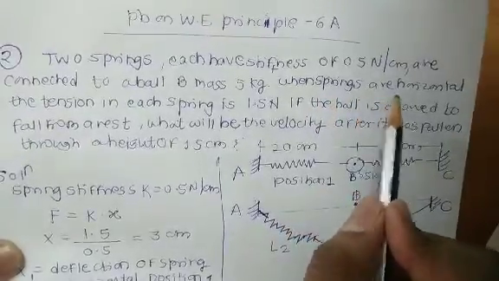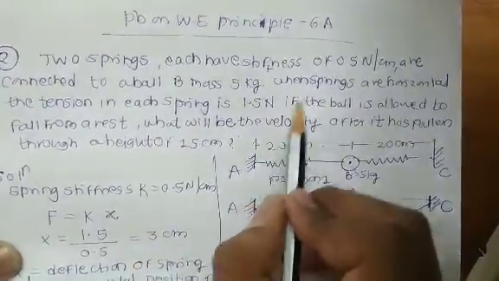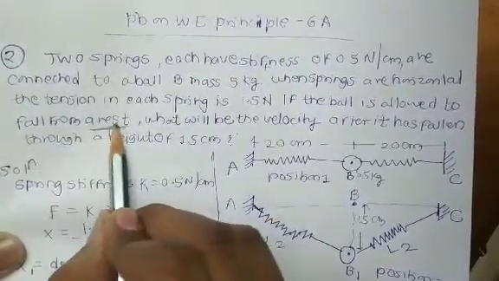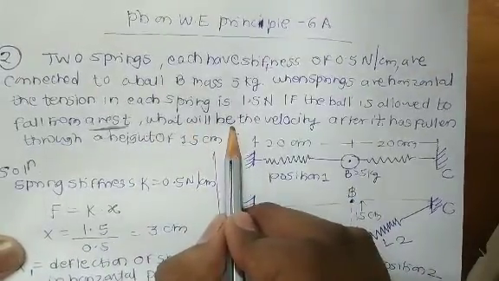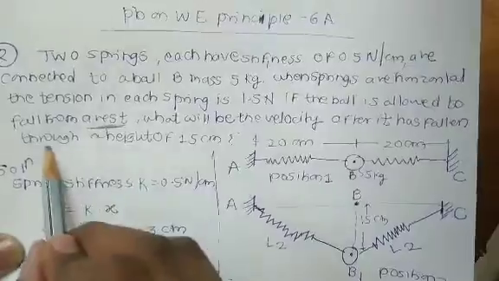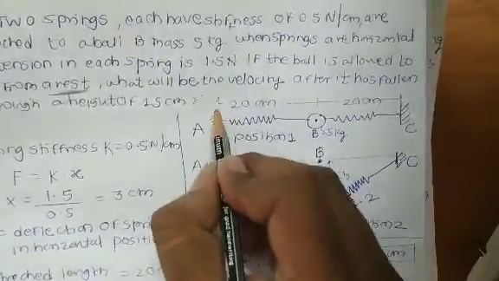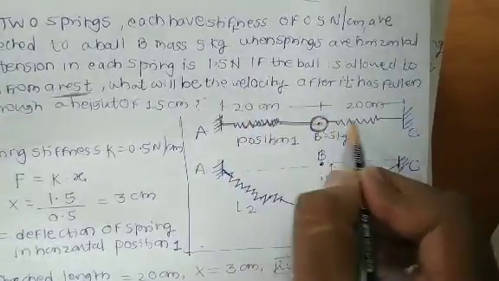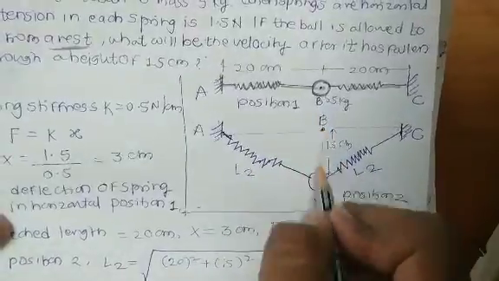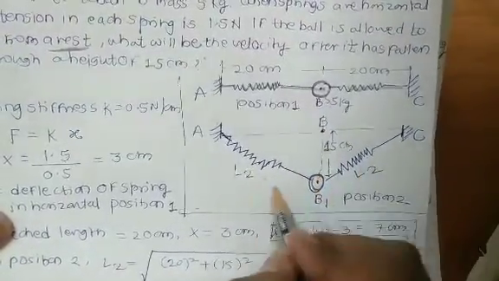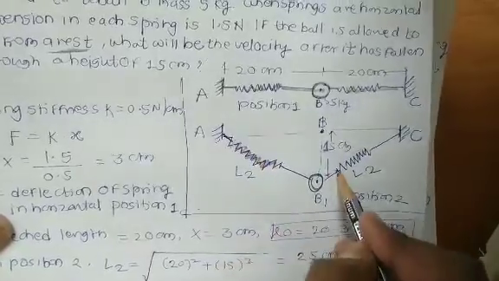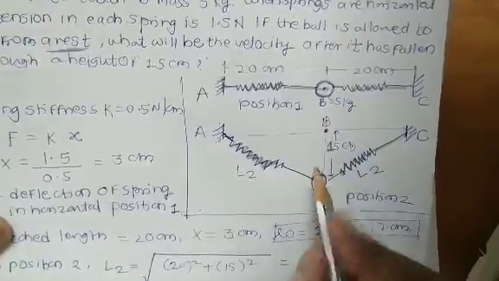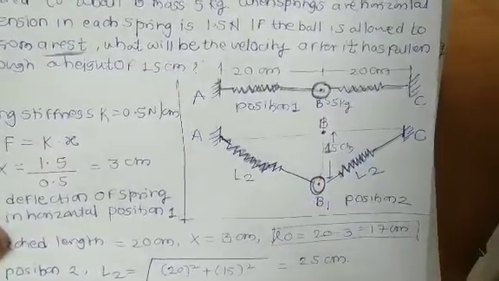When the springs are horizontal, the tension in each spring is 1.5 Newton. If the ball is allowed to fall from rest, so initially the ball is at rest, what will be the velocity after it has fallen through a height of 15 centimeter? In position 1 the spring is stretched, the length is given as 20 centimeter, and the 5 kg ball is attached. In position 2 it has fallen through a height of 15 centimeter and the spring is stretched to length L2, which is unknown. They want the velocity of the ball after it has fallen, so we have to find VB or VB1.